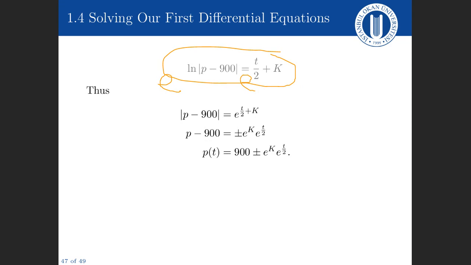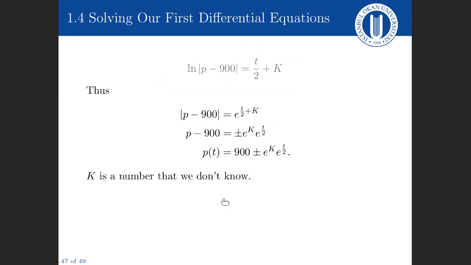Add 900 to each side. We can move the 900 over to the right. P of t is equal to 900 plus or minus e to the power of our constant k, e to the power of t over 2. We can go a little bit further to simplify that.